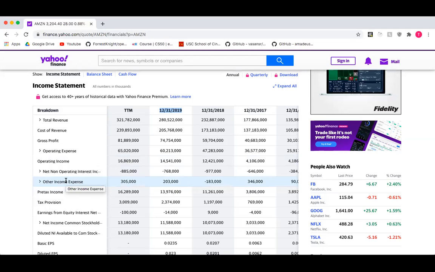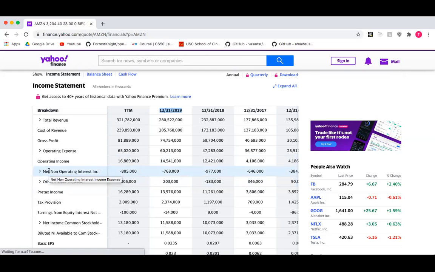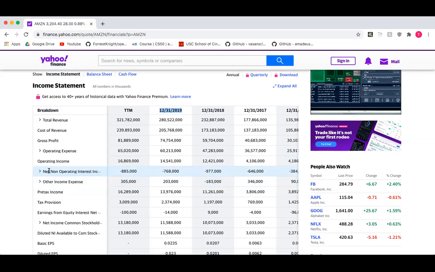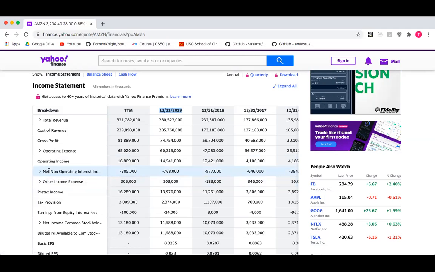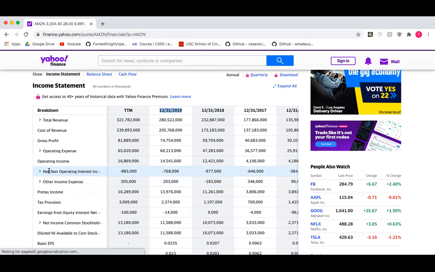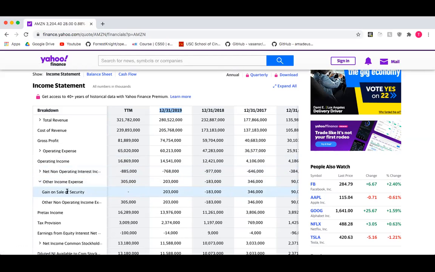So net non-operating interest incurred and received, this one right here, this would be interest received or paid from outstanding loans. And Amazon in this case is not a bank. It's not in the business of collecting interest. So it's something that's not part of their core business. So that's why it's in the other income. And then if we open up other income and expenses, we can see a gain on sale of a security.